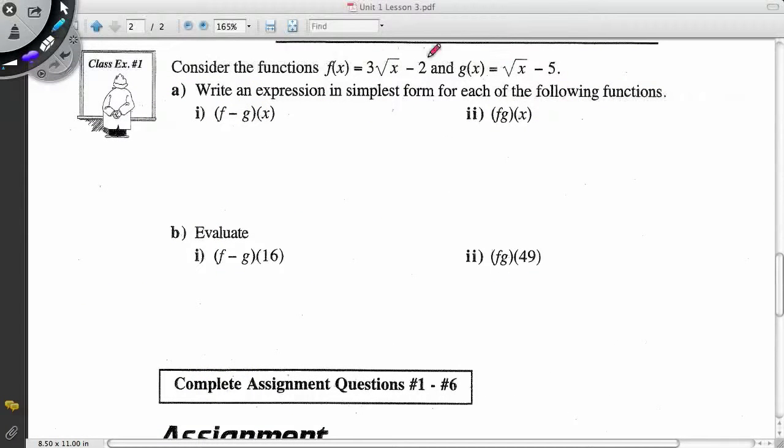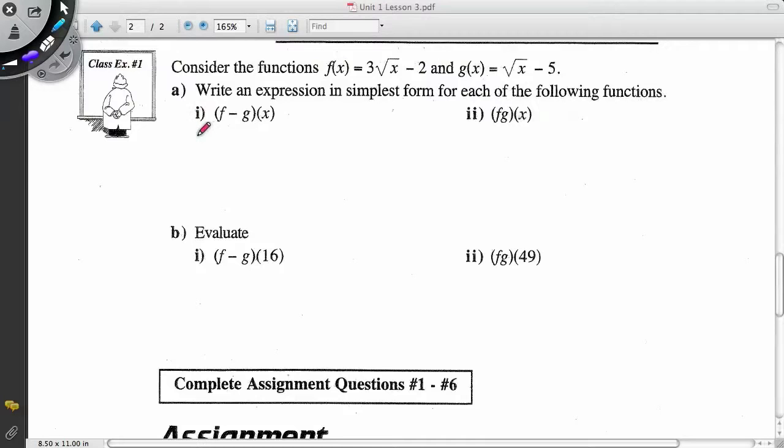Okay, so now class example 1, there is only one example, is saying to consider these two functions above, write an expression in simplest form for each of the following functions. Okay, a little bit of review. Here we're subtracting the functions. Here we're multiplying. Here we're replacing x by 16 in whatever we get in part 1. Here we're replacing x by 49 in whatever equation we get for part 2.